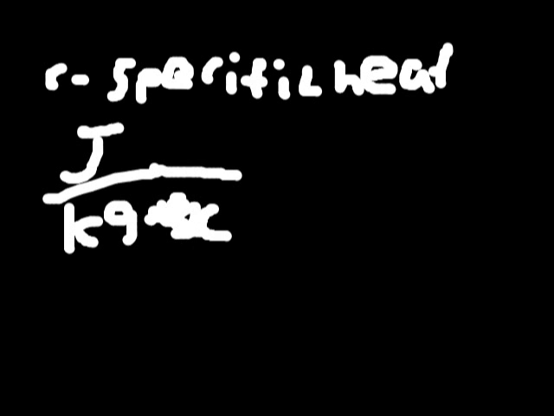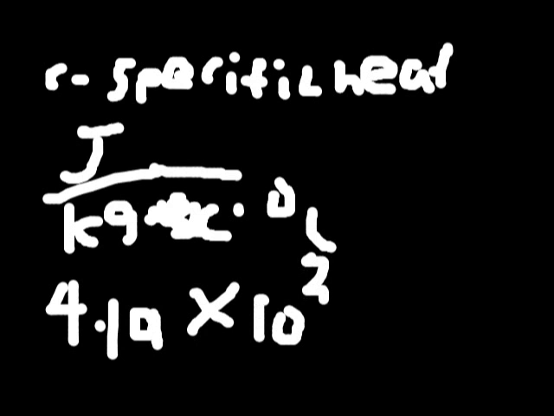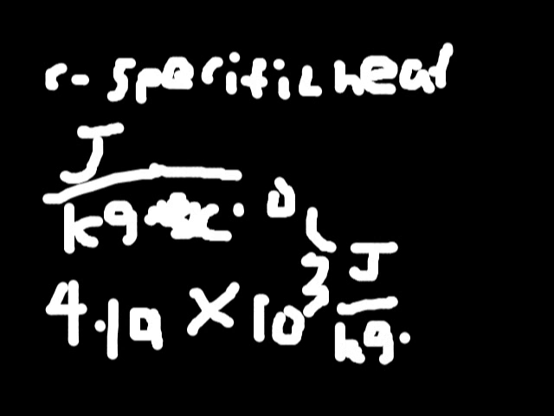Yeah, so the degrees Celsius should be in the denominator, and I'll tell you later why that is. And one of the main constants that you have to know in thermodynamics in your physics class is the specific heat of water, which is 4.19 times 10 to the third joules over kilogram times degrees Celsius. And this is also equal to 1 cal per gram per Celsius.